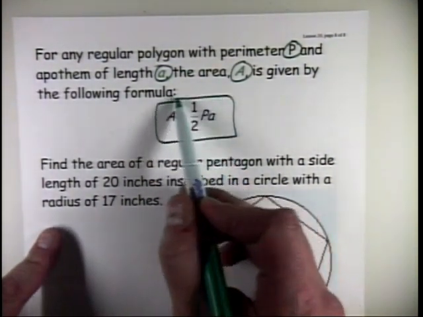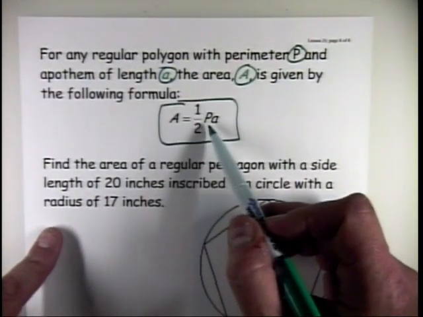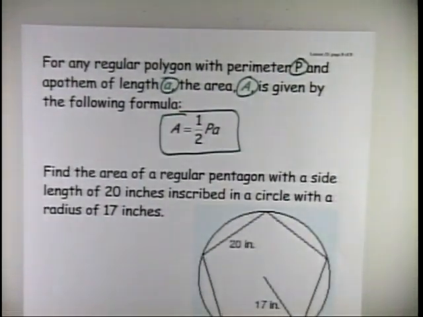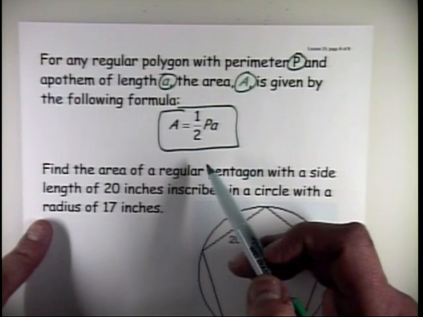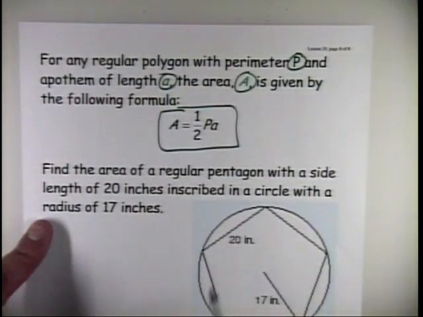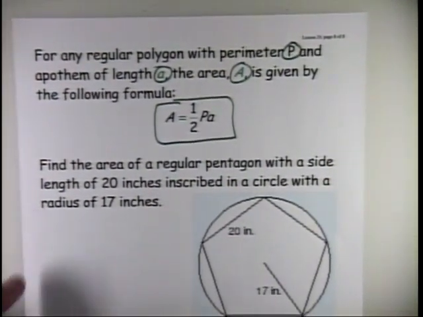A, the area, equals 1/2 of P, the perimeter, times little a, which is the apothem. 1/2 PA, half of Paul, okay? It's like the left side of your dad, right? Half of Paul. You can remember that.